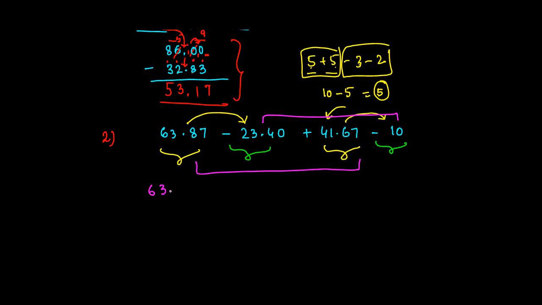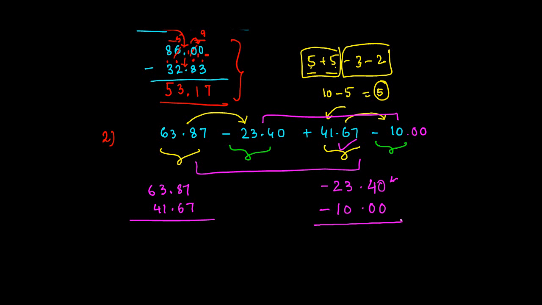So if I add 63.87 to this, I need to add what? 41.67. Now incidentally, 41.67 also has 2 decimal places, and this has 2 decimal places. So decimal point over here, 41.67. Now for negatives, I have minus 23.40 and minus 10. Because 10 does not have any decimal places, I will put in 2 decimal places over here because there are 2 decimal places in this. So this is the total of the subtraction side, and this is the total of the addition side.